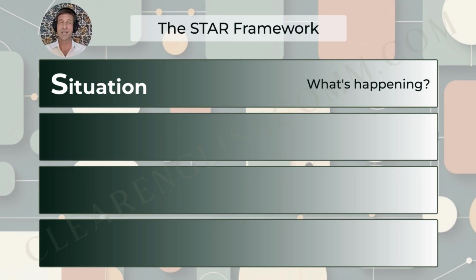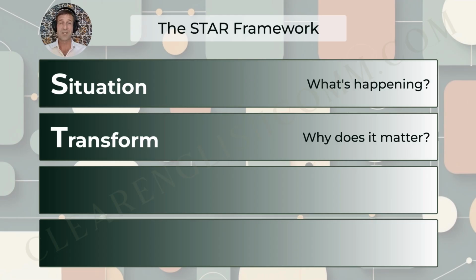Start with the situation. Give a brief, objective overview of what's happening. Just the facts, no opinions, and no blame. This is where you use clear English from video one. Then transform the situation into why it matters to the people you're talking to. This is audience adaptation from video two.